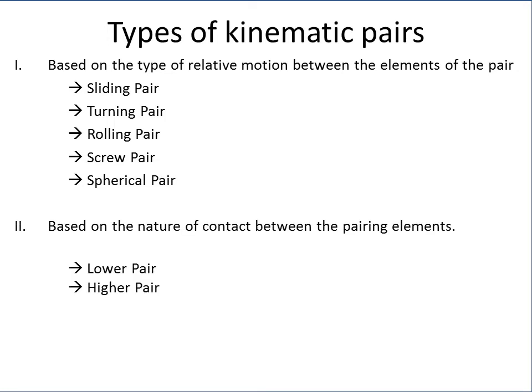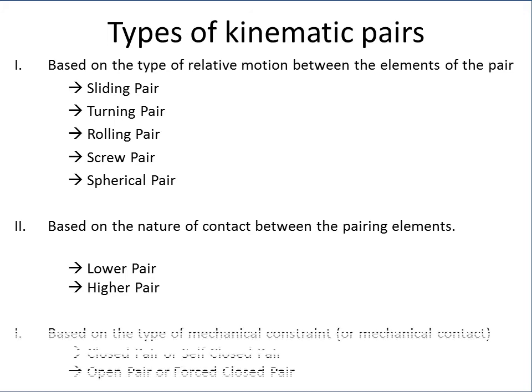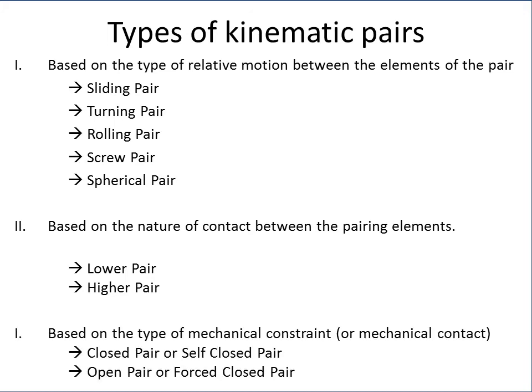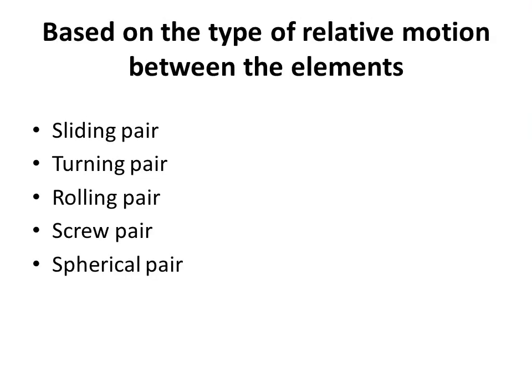Based on the nature of contact between the pairing elements, they are classified as lower pair and higher pair. Based on the type of mechanical constraint, or mechanical contact, they are classified as closed pair, or self-closed pair, and open pair, or forced closed pair.